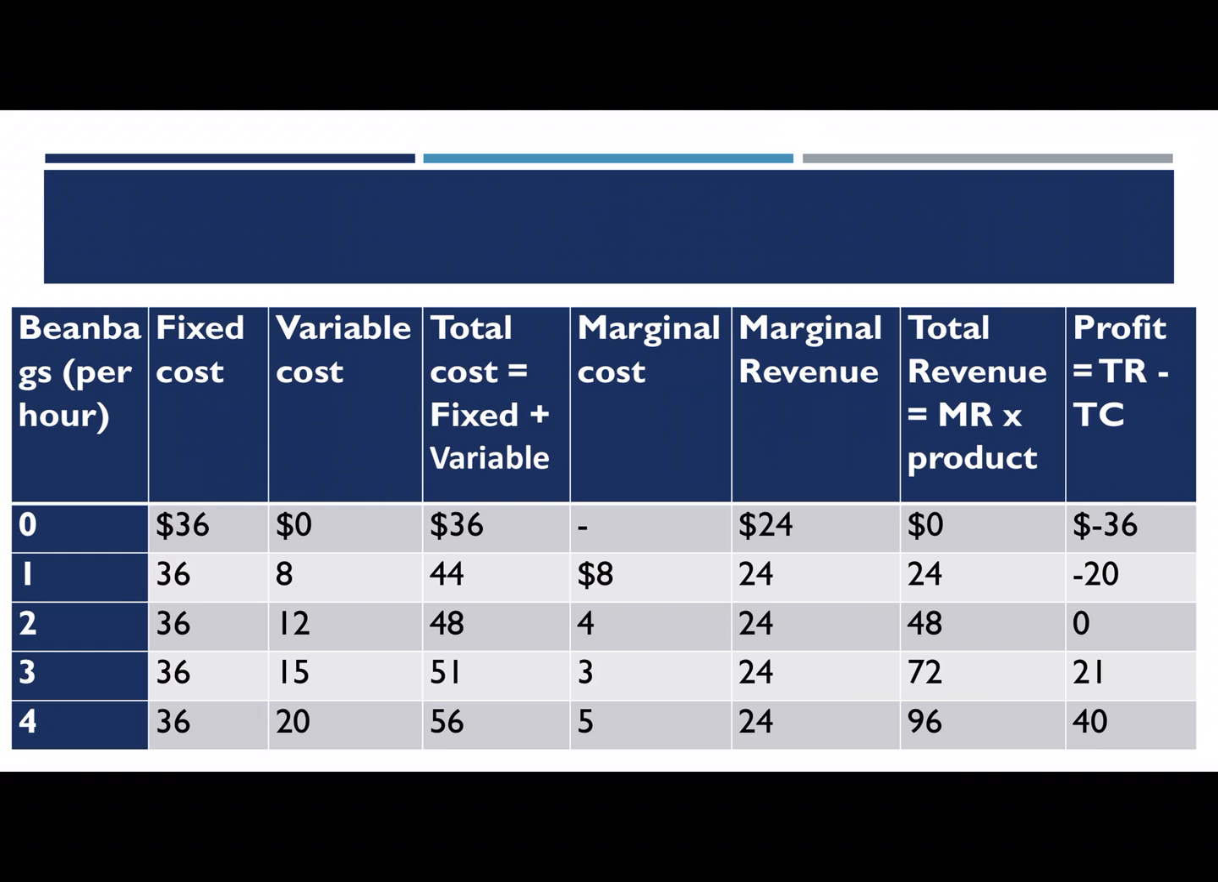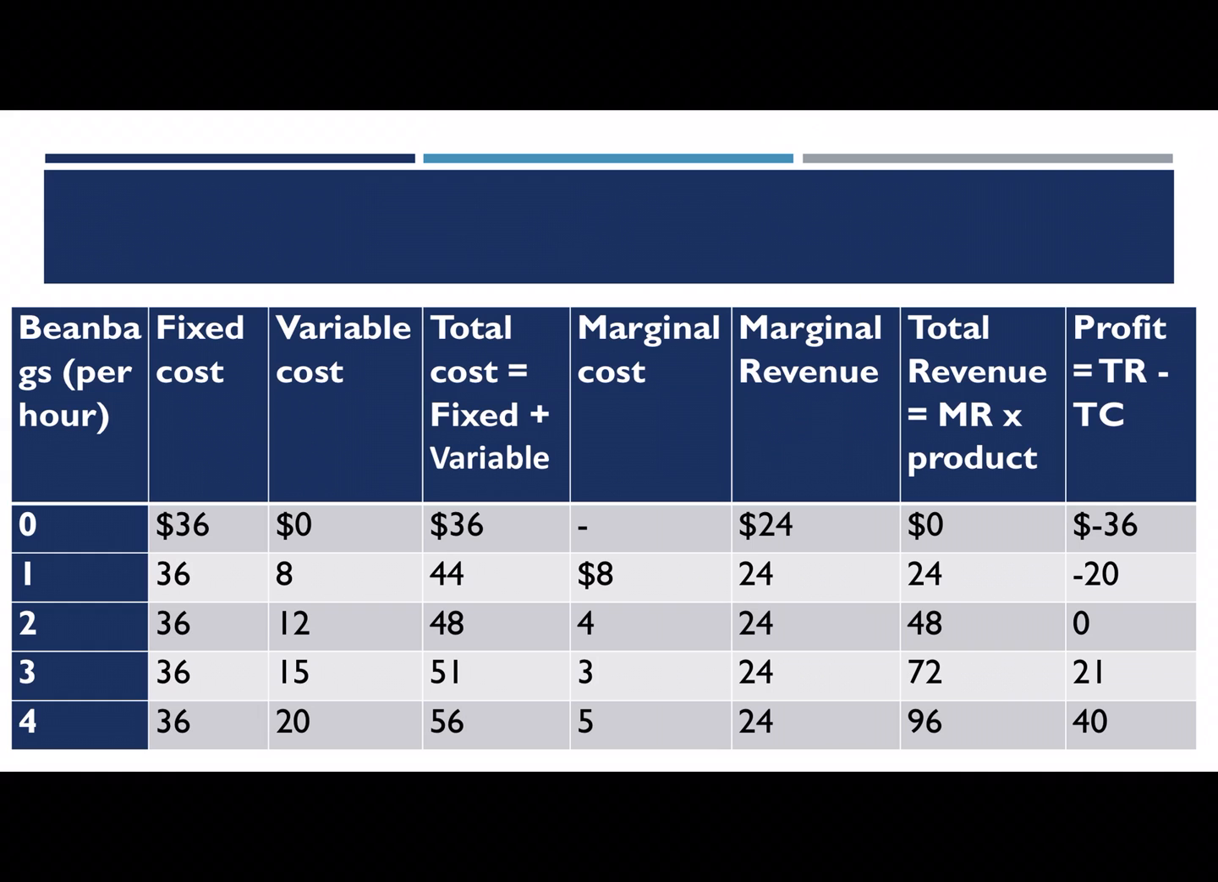So let's look at our table here. So we're sticking with the beanbags in the same firm. The fixed cost is $36 a month for this year. The variable cost changes depending on the number of beanbags produced. So at 1 beanbag produced, the variable cost is 8. You see at 2 it's 12, 15, etc. So the variable cost is going to go up slightly as we produce more beanbags.